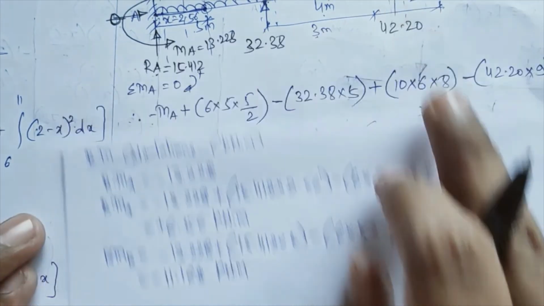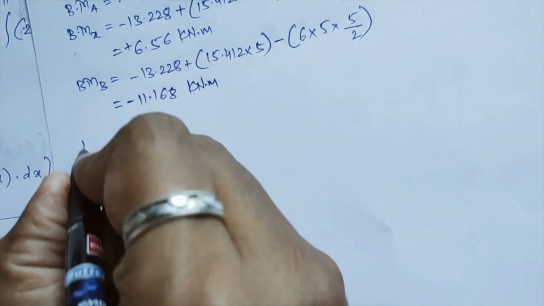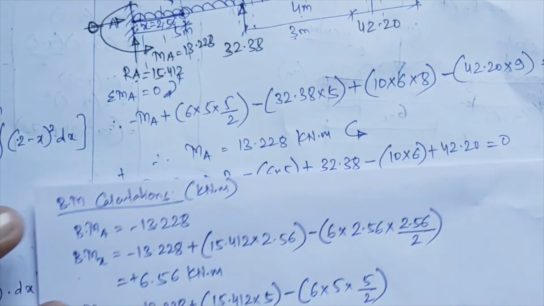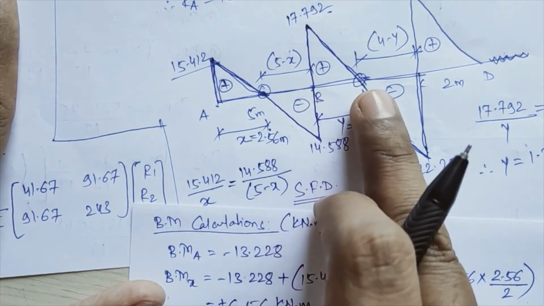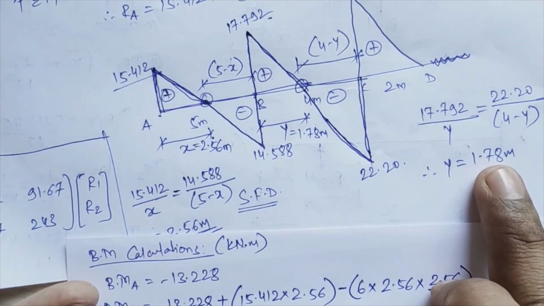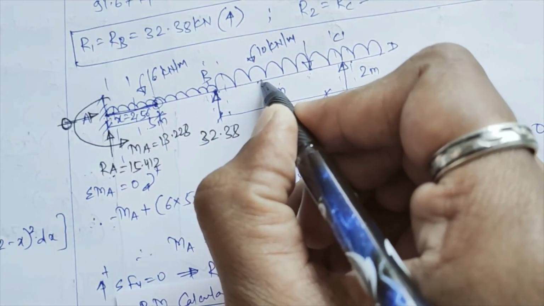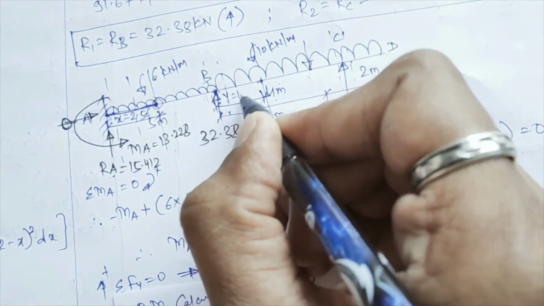Now next I'll calculate the moment at my second point of contraflexure, that is Y here. So here I'll write the bending moment at point Y. Somewhere here you have the Y point, that is located from B at 1.78 meters over there. So from B at 1.78 meters, somewhere here I have the Y value.